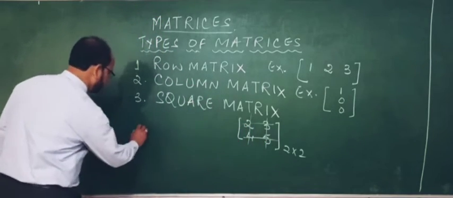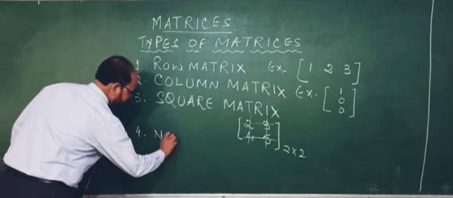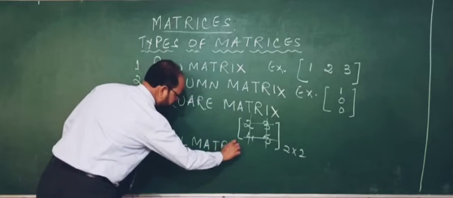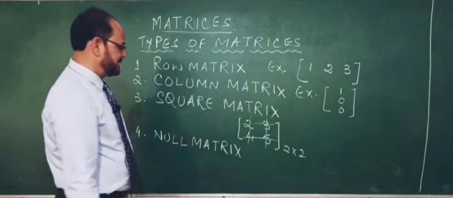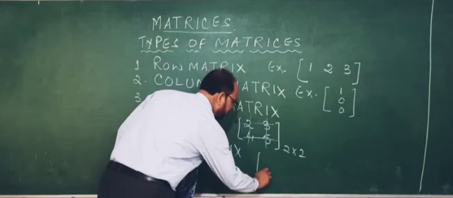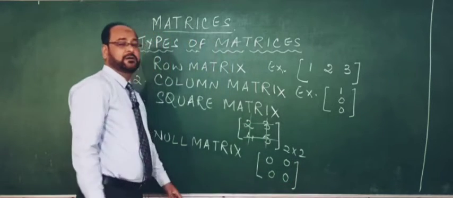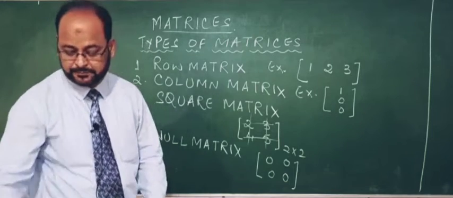Then your null matrix, or you can call it zero matrix also. Null matrix is a matrix in which all elements are 0. It's called null matrix or zero matrix.